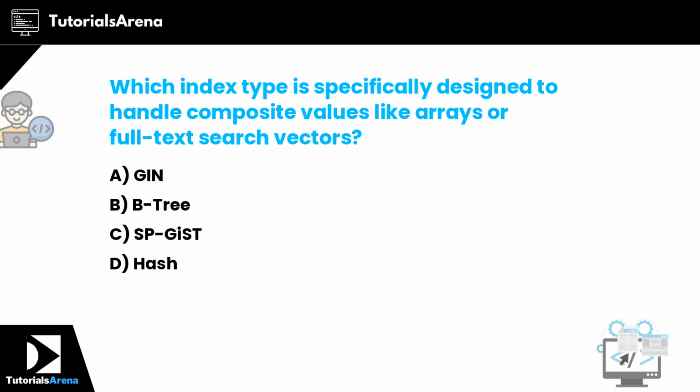Which index type is specifically designed to handle composite values like arrays or full-text search vectors? The correct answer is option A, GIN.